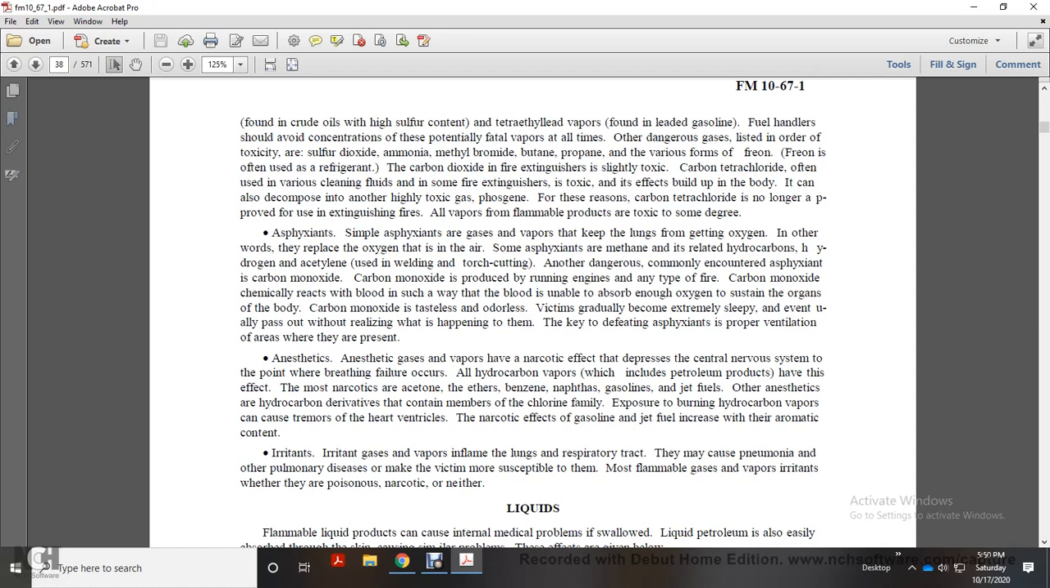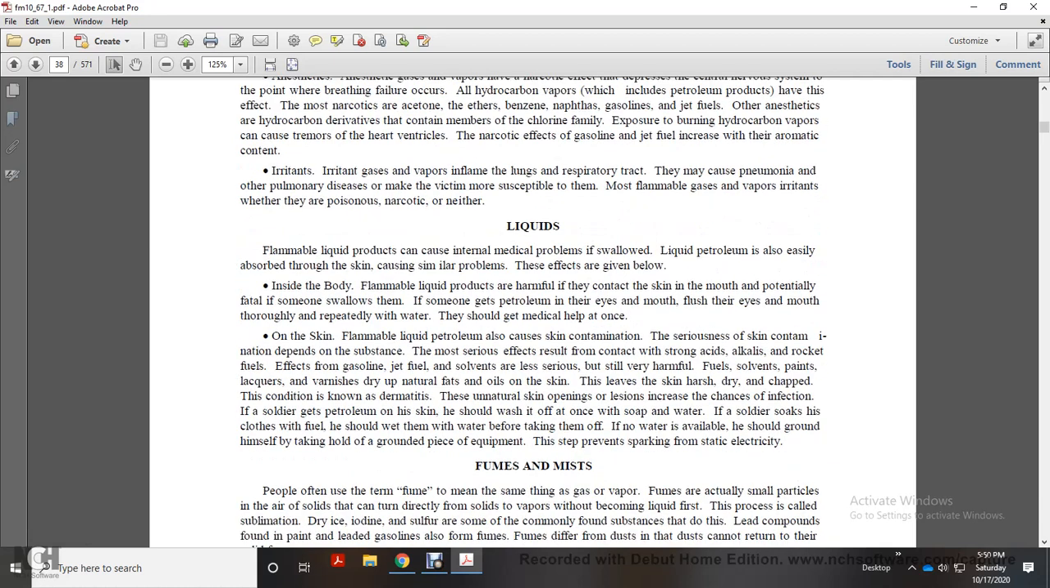Irritant gases and vapors inflame the lungs and respiratory tract and may cause pneumonia. Other pulmonary diseases make the victim more susceptible to them. Most flammable gas vapors are irritants, whether they are poisonous, narcotic, or neither.